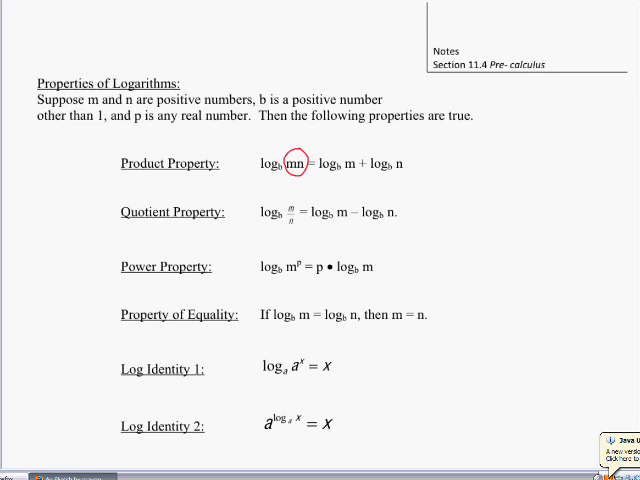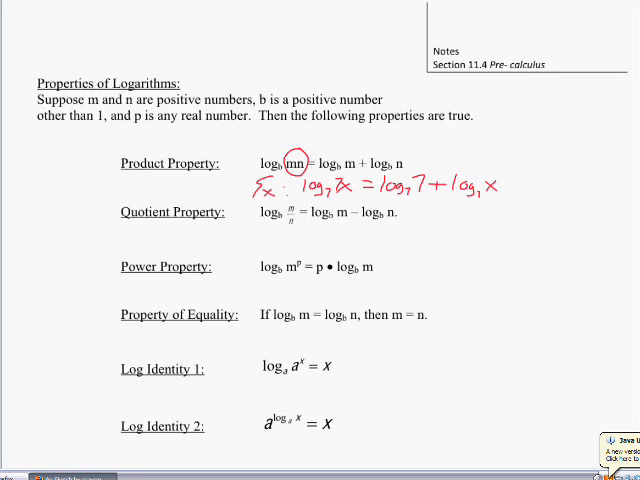A little example here. Let's say that we had log base 7 of 7x. Using the product property, you could write this as log base 7 of 7 plus log base 7 of x. When you're multiplying within your argument, you're allowed to break it into two separate logarithms. That's what this property allows you to do.